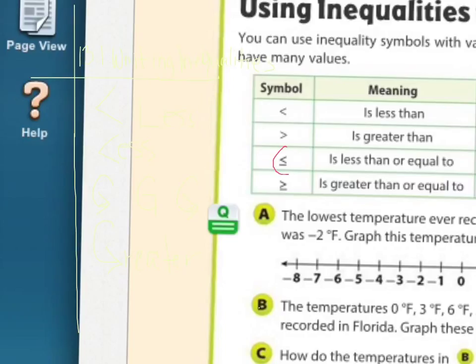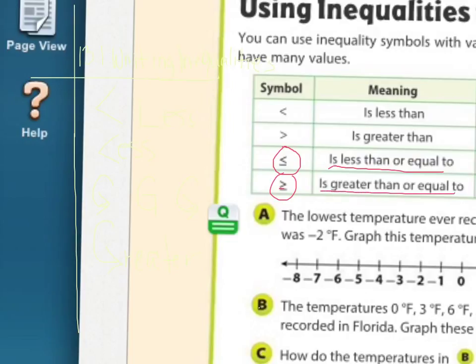It's this symbol right here, and it's got part of an equal sign on it. The bottom line of the equal sign is underneath the less than symbol. And you would read that as is less than or equal to. And then the greater than symbol with the equal sign underneath it is greater than or equal to.